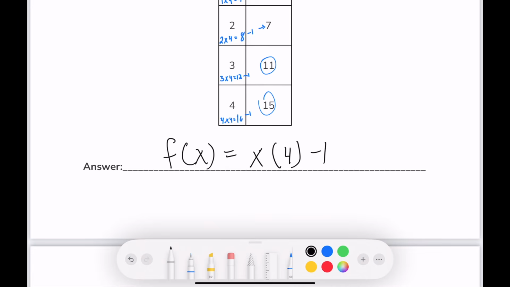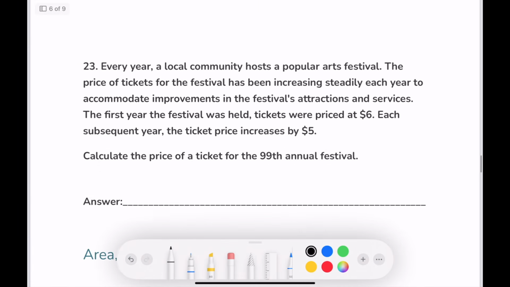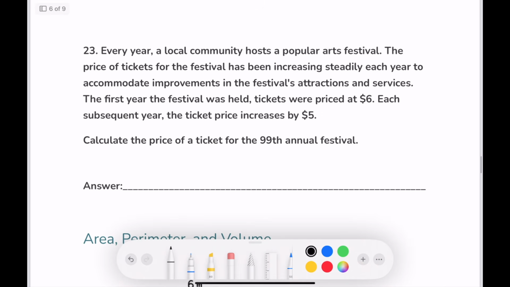Let's go on down to question number 23. Another word problem, yay. All right, every year a local community hosts a popular arts event. Love it, nice.